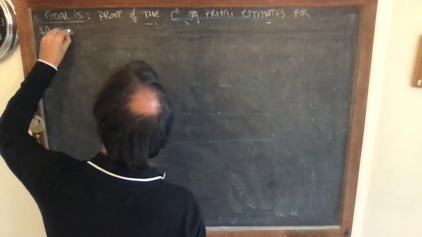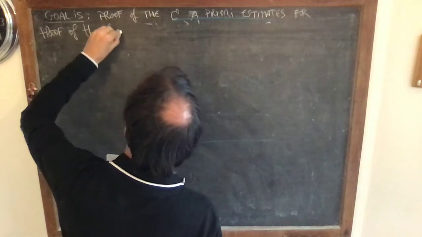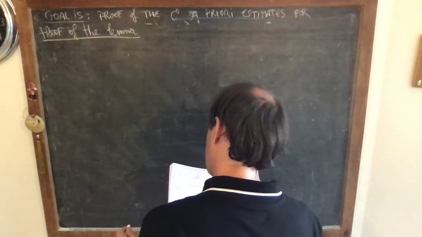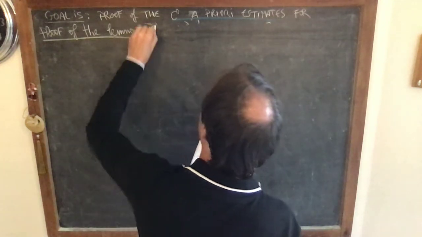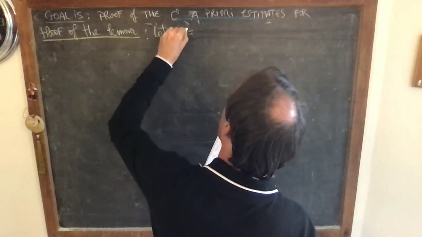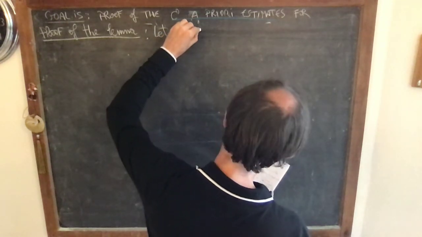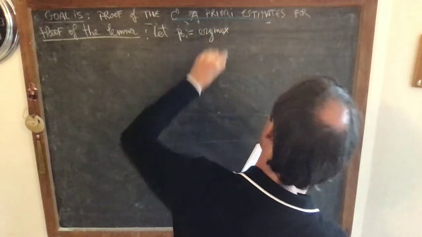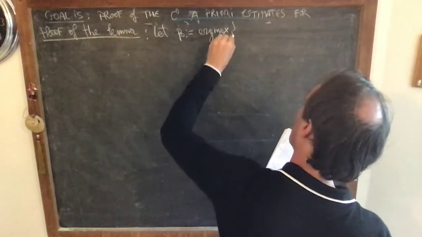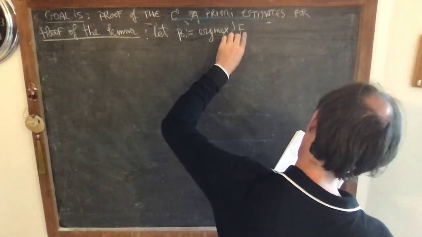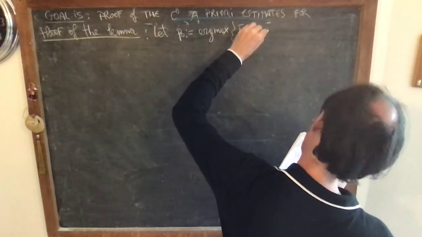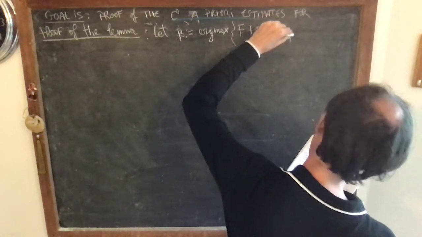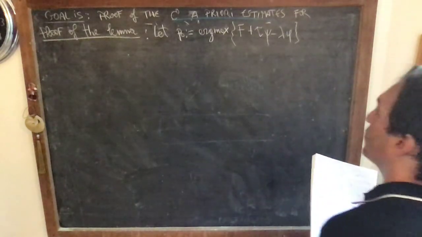Proof of the lemma. Let P0 be defined as the maximum argument, so the point where there is the maximum value of the function f plus tau psi minus lambda phi, which is the function we want to bound.